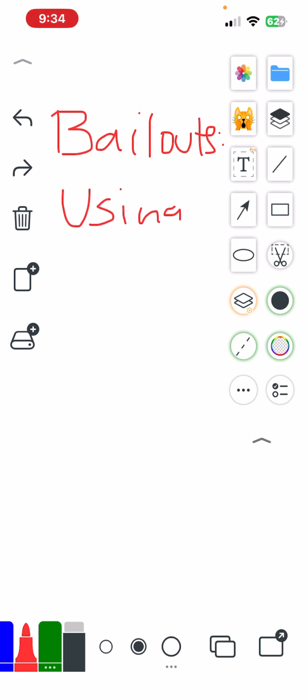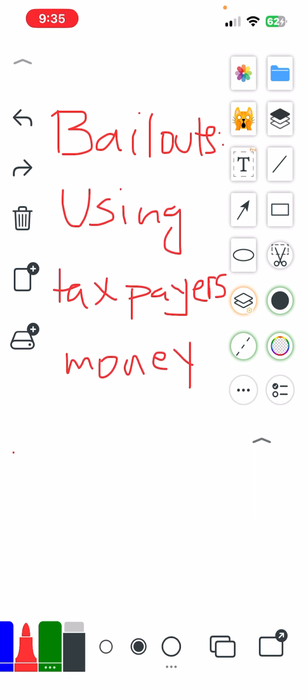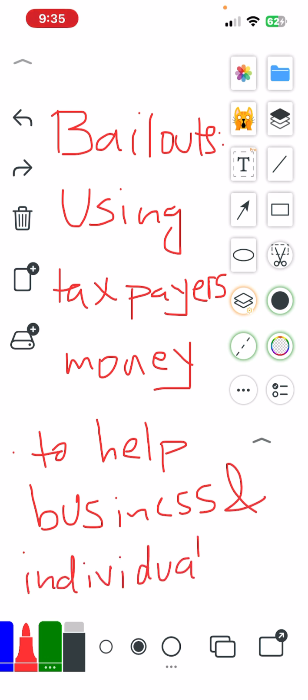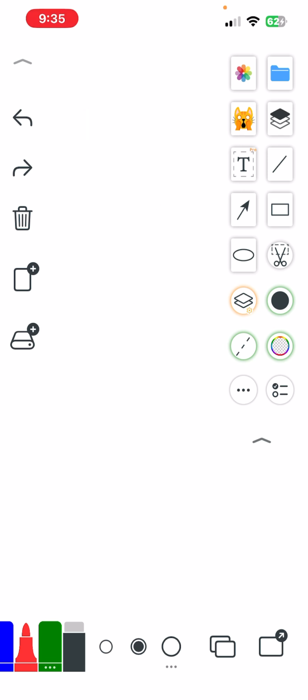using taxpayers' money to help businesses and individuals such as homeowners. All right, and one such example, as I said, during the Great Depression, was the Homeowners Loan Corporation, also known as HOLC.